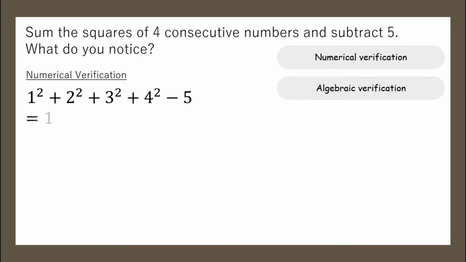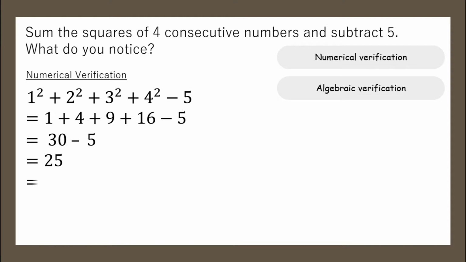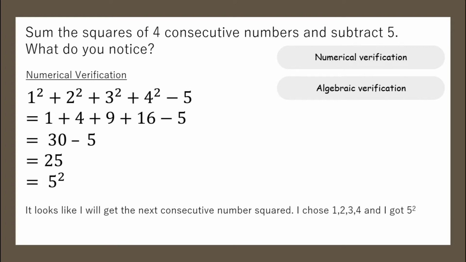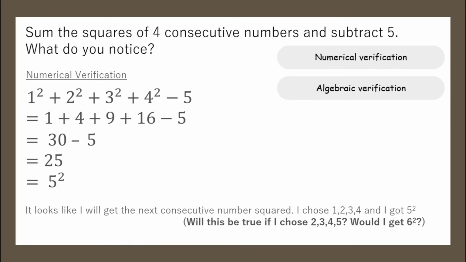So, first step of numerical verification, I'll start with the numbers 1, 2, 3, and 4. So the squares of each of these numbers are added together, and we've been asked to subtract 5. That gets us 30 minus 5, which is 25. Well, I instantly recognize that as a square number, and that was the next square number after 4. I've added 1 squared through to 4 squared, and got an answer of 5 squared. So this is just one case. What would happen if I worked with the numbers 2 through to 5? Would I get 6 squared? Let's see.